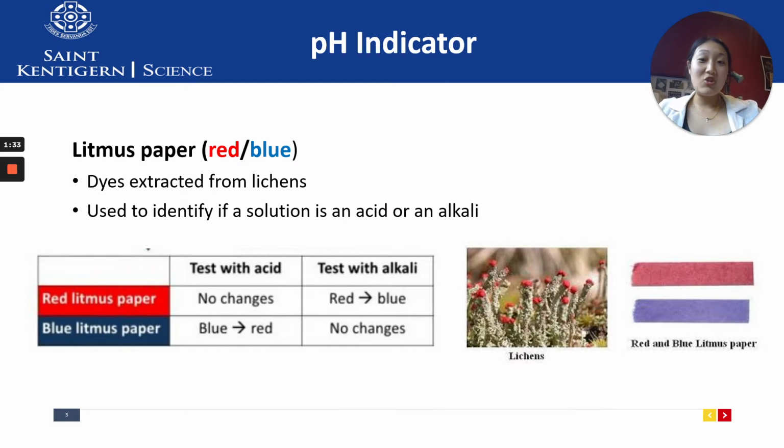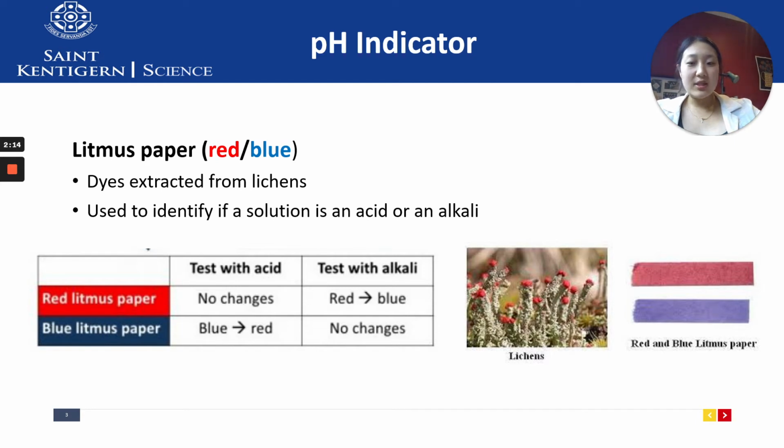Okay, we have pH indicator. So to determine the pH of a substance, we can use a variety of indicators. The first one we're going to look at is an indicator called litmus paper, which comes in either blue or red, as you can see here. And the dyes are extracted from lichens. They're a type of plant, as you can see down here. And we use the litmus paper to identify if a substance is either an acid or a base. So that's what tells us.